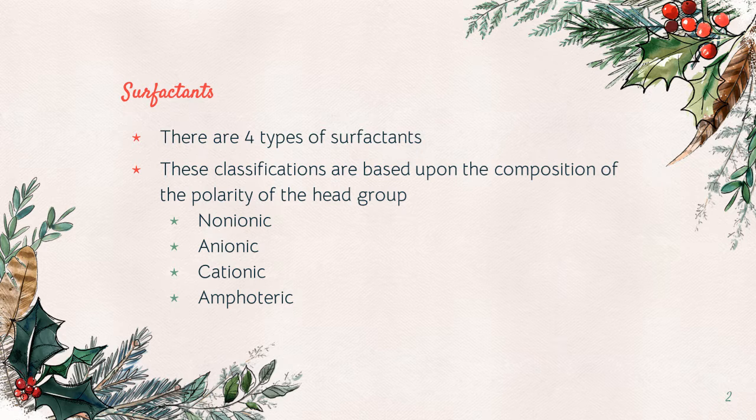So there are four types of surfactants, and these four types are based upon the composition of the polarity that is present in the head group. In the surfactant introduction video, we already discussed the head group and tail group, and here it is based on the polarity of the head group. So we can categorize surfactants into four categories: non-ionic, anionic, cationic, and amphoteric. This amphoteric, we can also refer to as zwitterionic. Now we will discuss them one by one.